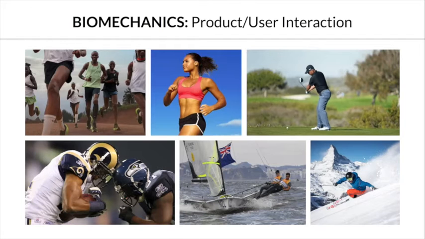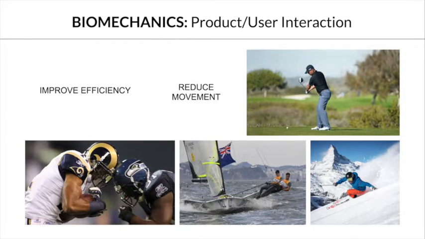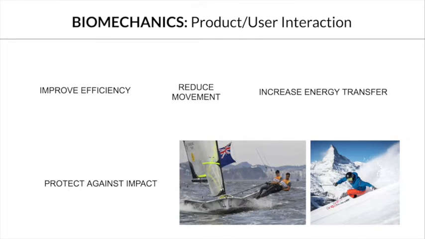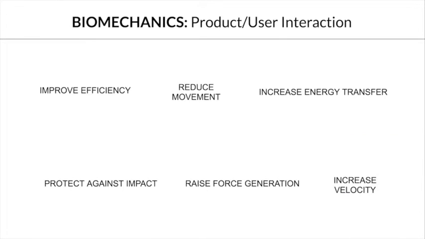Bringing these concepts together, when we study biomechanics in the industry, it's important that we understand the way that the product and user interact. We see this in apparel, footwear, and equipment applications, each serving different, equally important purposes, specific to the job to be done. In footwear biomechanics, we look to improve efficiency. In sports bra biomechanics, we look to reduce the movement of tissue mass. In golf club biomechanics, we look to increase energy transfer from the body in the club to the ball. In football, it's all about protection against impact. Sailing, to increase force generation through the weight of the body, and skiing, to increase velocity or speed.